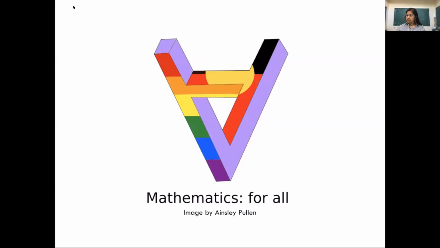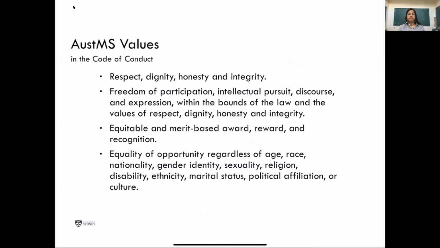What else can I tell you about the background of this lecture? In particular, I'd like to draw your attention to the code of conduct that the EDI committee formulated and that the Council of the Australian Mathematical Society adopted a year ago. And it starts with values, which I think every well-meaning person in the mathematical community and the wider grouping would accept as human values. That's the values of respect, dignity, honesty, integrity.